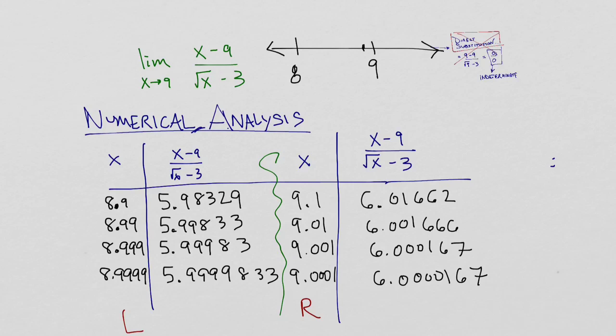And there we have it. Our numbers are getting closer and closer and closer to 6. We end here with 6.0000, which is very, very close to 6. So this evidence would suggest that the limit as x approaches 9 of my function, x minus 9 divided by the square root of x minus 3, is going to equal 6, which we never would have guessed if we had followed our direct substitution analysis.